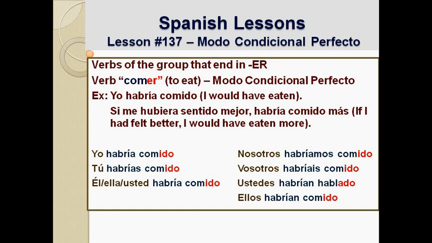Ustedes habrían comido. You would have eaten. So here we should have used the verb comer instead of the verb hablar, okay? And our last example is ellos habrían comido, or they would have eaten, okay? So this is the conjugation of the verb comer in the modo condicional perfecto.